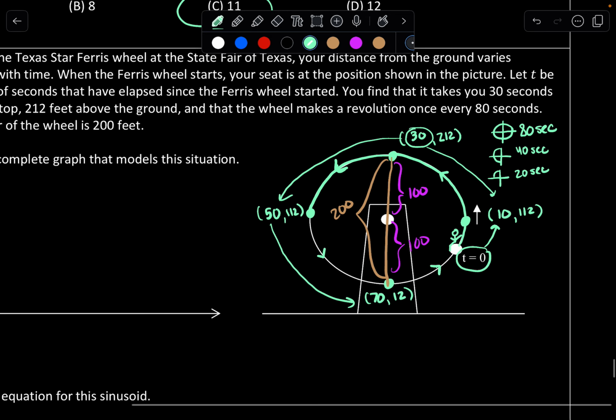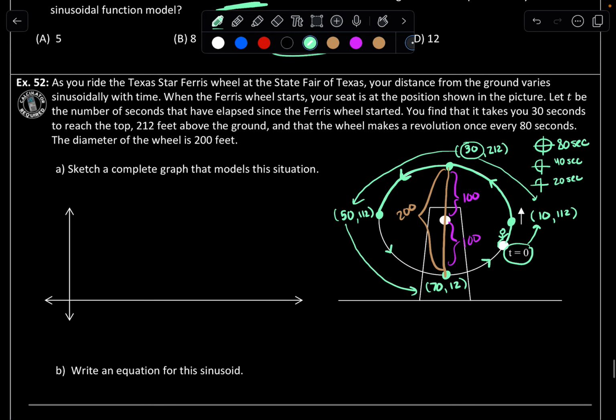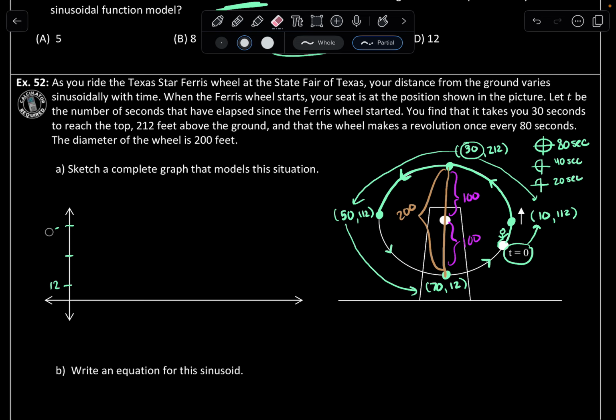So now we have the 4 key points we need in order to sketch our sinusoidal curve. All right, so the maximum is 212, the minimum is 12, and our midline is 112.